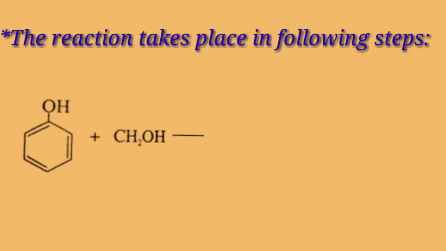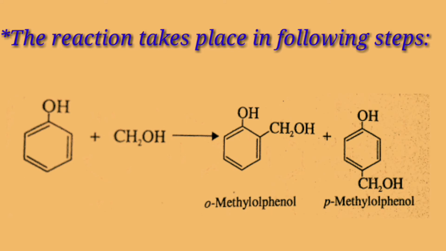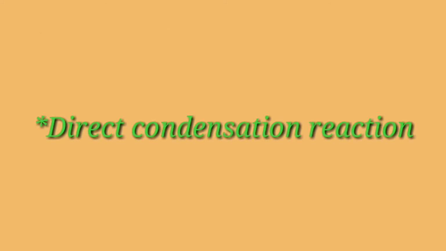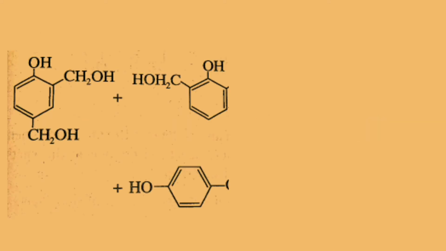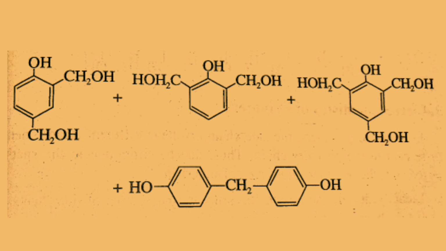So in the first step, phenol reacts with formaldehyde to give a mixture of ortho and para methylol phenol. This is a direct condensation reaction. These compounds can then react with more formaldehyde to give di- and trimethylol phenols.